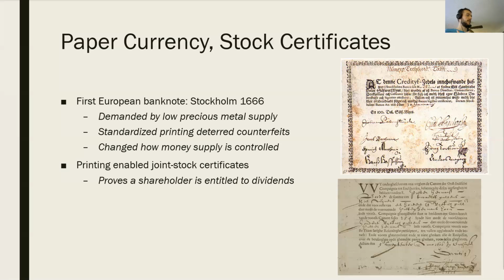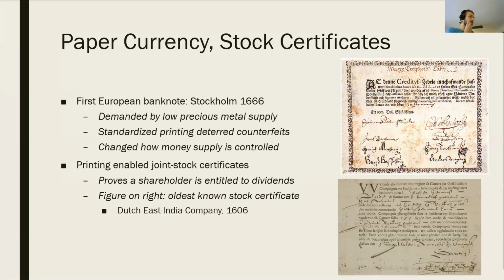So these kinds of shares would entitle a holder to that kind of investment and also to dividends as a potential share of the profits of the business as well. And the figure on the right is an example of the oldest known stock certificate. So this was for the Dutch East India Company from 1606, so about 100 years after the development of the printing press. But the ability to reproduce a uniform kind of certificate for this purpose was also very importantly influenced by the printing press.